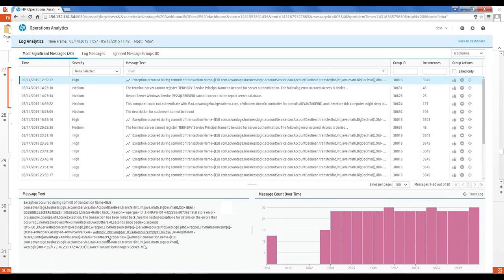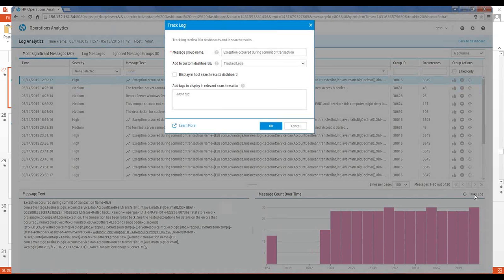But she wants to understand that this problem will not repeat itself. And if it does, she wants to be alerted on that. So she wants to track this log message from this moment on. She's now just clicking on track logs for this specific log message group. And from this moment, this message count over time will become a metric inside the system. She can then do baseline on top of that. She can do alerts on top of that, and she can be alerted as soon as it happens, as soon as it crosses a baseline.